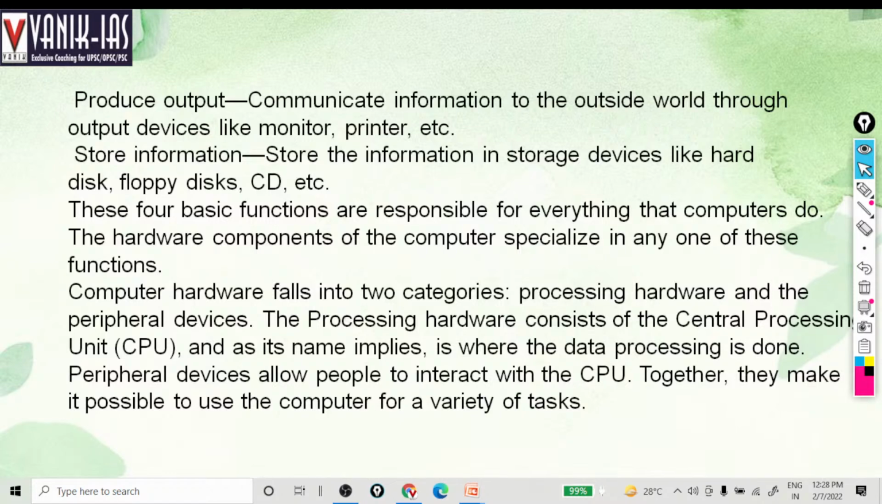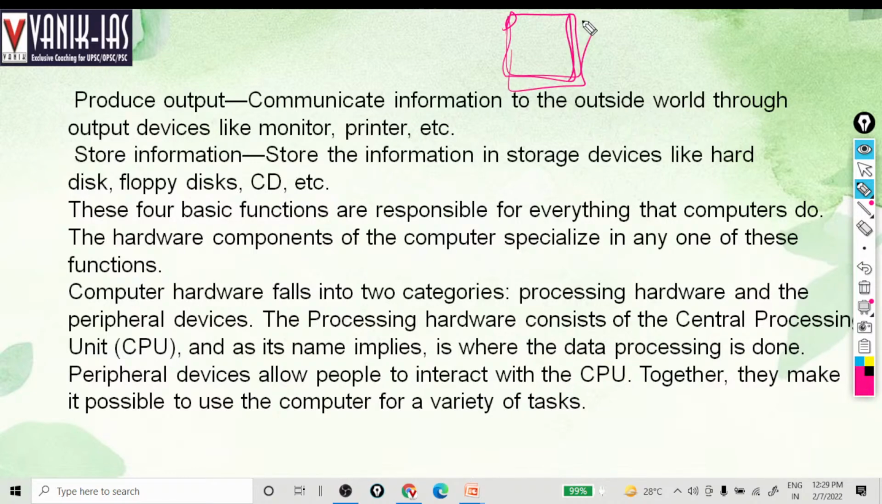We see our efforts. Next, store information. Information can be stored in devices like a hard disk. Hard disk means you can see a big disk, around this size or more than that. They can store a huge amount of data, for example 100 GB, 200 GB, like that. Floppy disk, CD. Earlier there was CD, all these things. So these are various storage devices. These four basic functions are responsible for everything that a computer does: input, processing, output, and storing information.